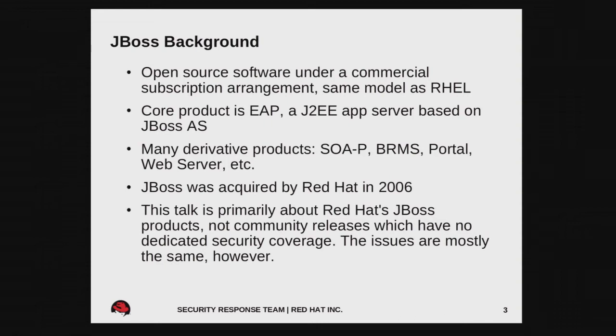JBoss was originally developed under the slogan professional open source, and it was its own company, and they used a commercial open source model where they developed the software as open source and then they sold it to their customers. And the stuff they produced was the core J2EE server, which is marketed and shipped now as JBoss Enterprise Application Platform, and it's based on JBoss Application Server.